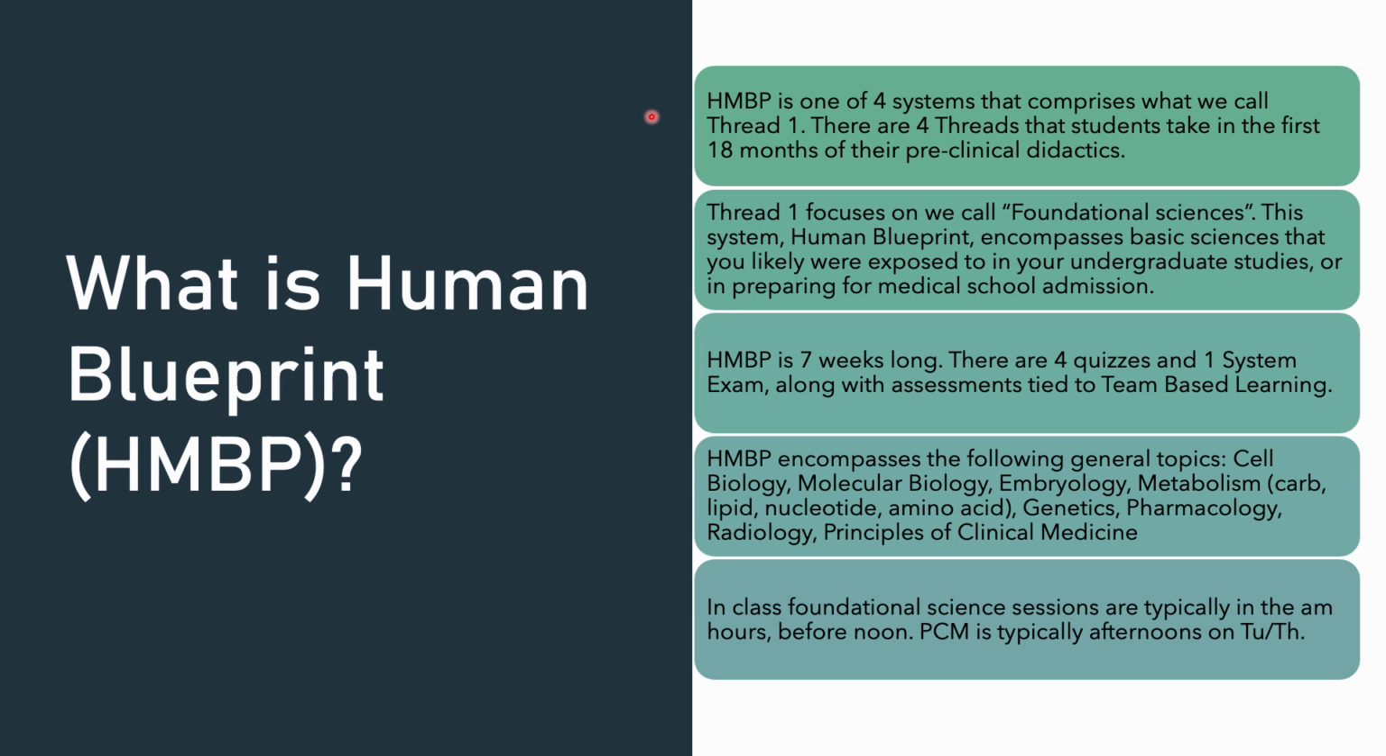There are going to be 4 threads that students are going to take in the first 18 months of what we call your preclinical didactics. Thread 1, Blueprint's part of this, is what we call foundational sciences. And this system, Human Blueprint, encompasses basic sciences that you likely were exposed to either in your undergraduate studies or in preparation for your medical school admission. This system, Human Blueprint, is 6 weeks long.